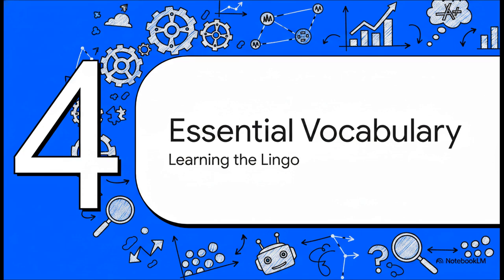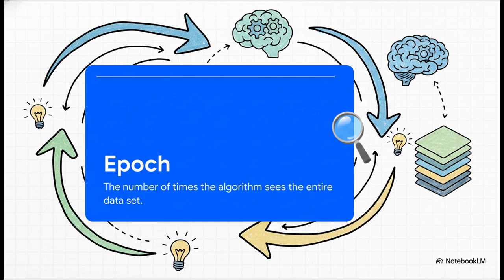Moving on to Section 4, essential vocabulary. Time to learn the lingo. First up, we have Epoch. An epoch simply describes the number of times the machine learning algorithm sees the entire dataset during its training phase. You can kind of think of it like the number of complete passes the machine makes through its study material to really learn those underlying patterns.